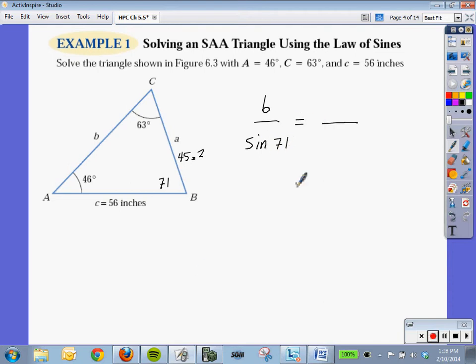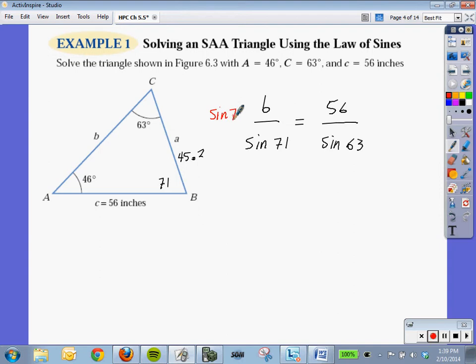is equal to, now at this point you could use the ratio of little a and big A, or you could use the ratio of little c and big C. I'm going to use little c and big C. Anyone have any idea why I would use little c and big C? You're onto something. It's more accurate, exactly. 45.2 was an approximation, right? So by using big C and little c, I'll get more of an exact answer. And I want exactness.